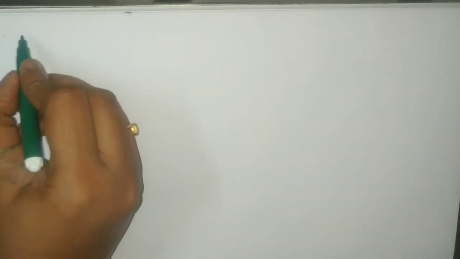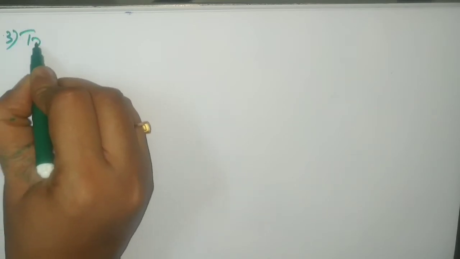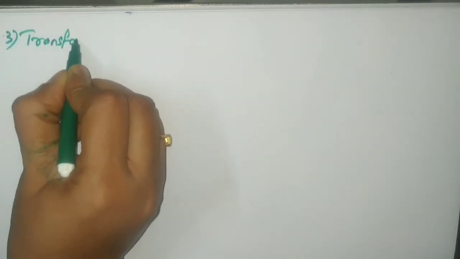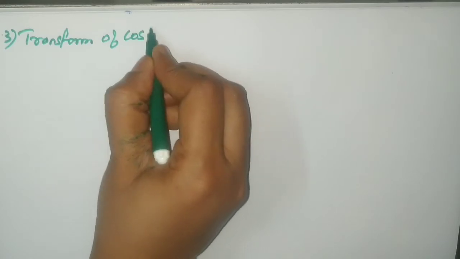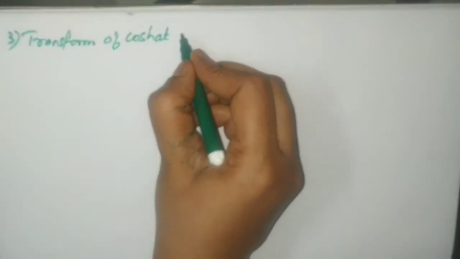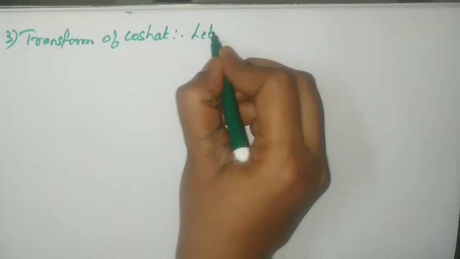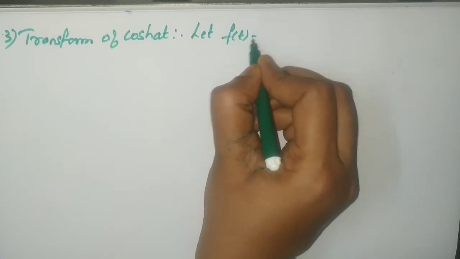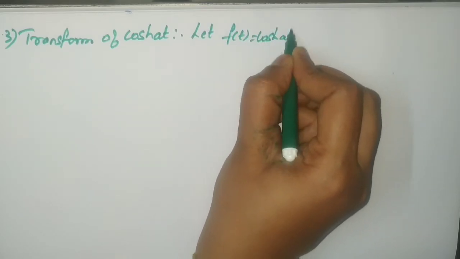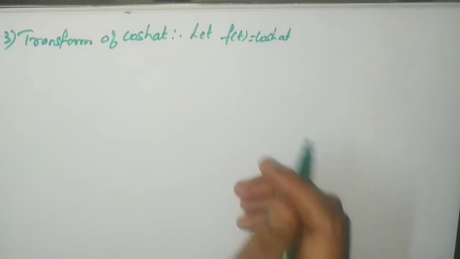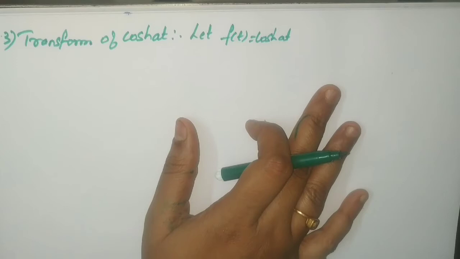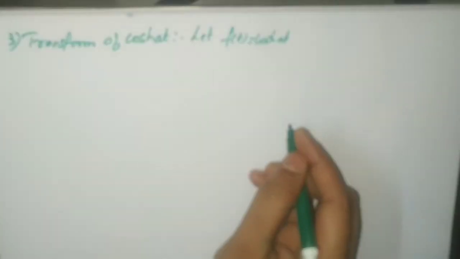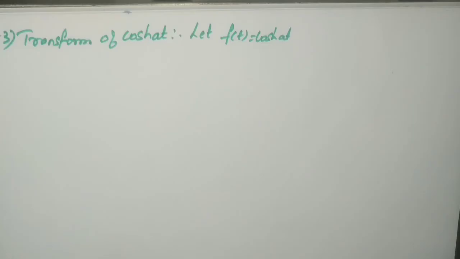Let me go for the third transformation. Okay, the transform of hyperbolic function. Let me start with cos hyperbolic at. Let f of t be cos hyperbolic at. Whenever you get a hyperbolic function, always keep one thing in mind: convert the hyperbolic function to exponential. So how to convert this?